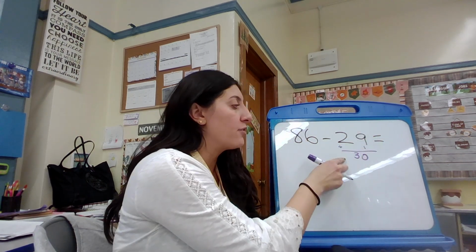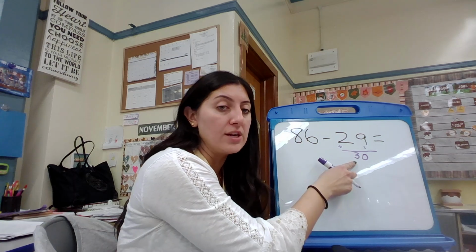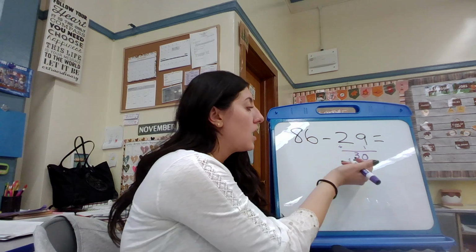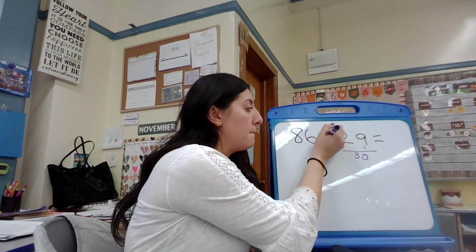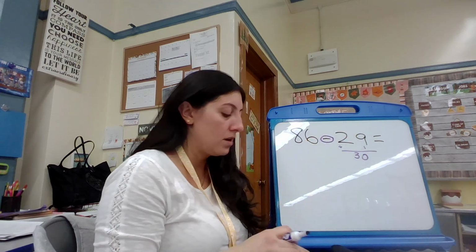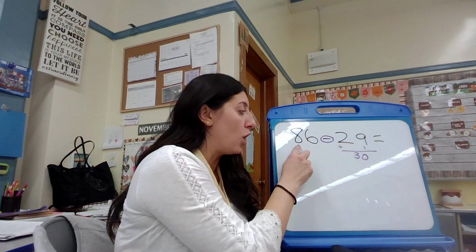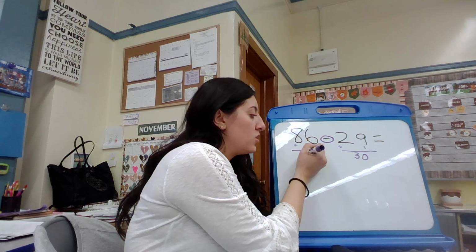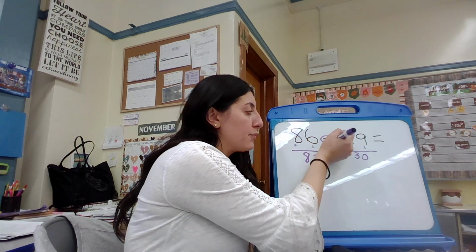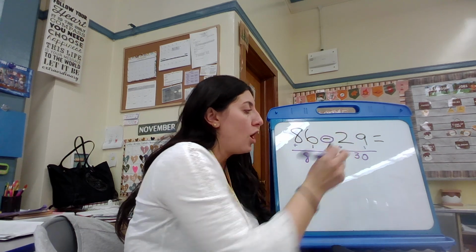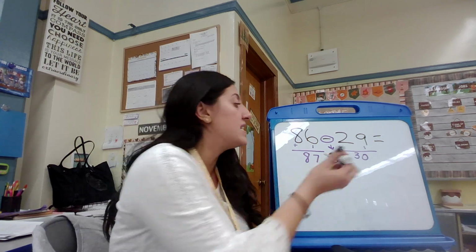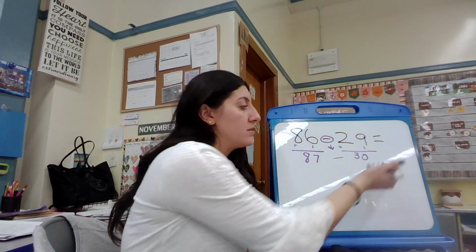Now, whatever I'm doing to one side of the equation, I have to do to the other side of the equation. I'm still keeping my operation the same. Even though I added 1 here, I'm going to add 1 to the 86 to bring me to 87. I'm bringing down the operation of subtraction because that's what we are solving for. We're solving for the difference between these two numbers.